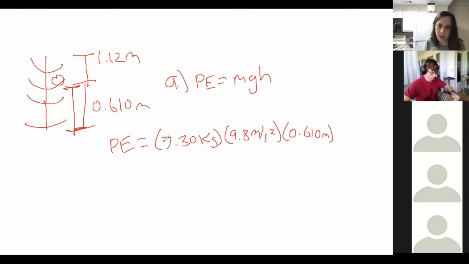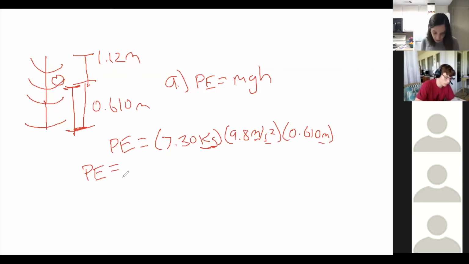So we just multiply this all out. Just make sure you have the right units. Always be in kilograms, meters, and seconds. So that would give us 80.1 joules.